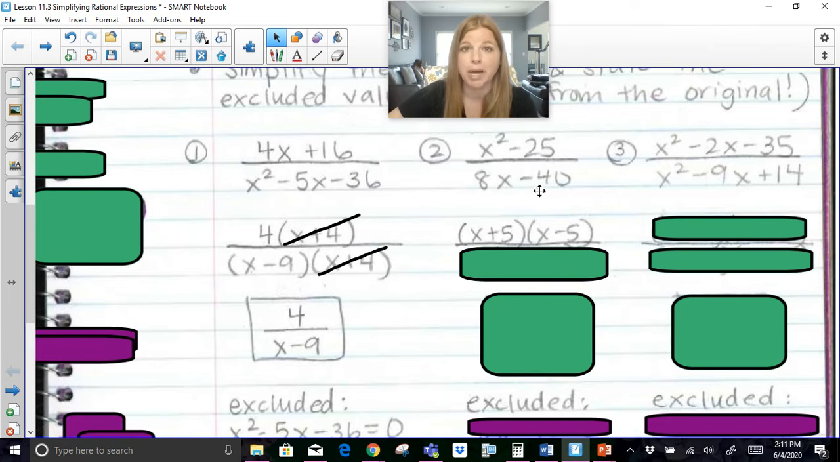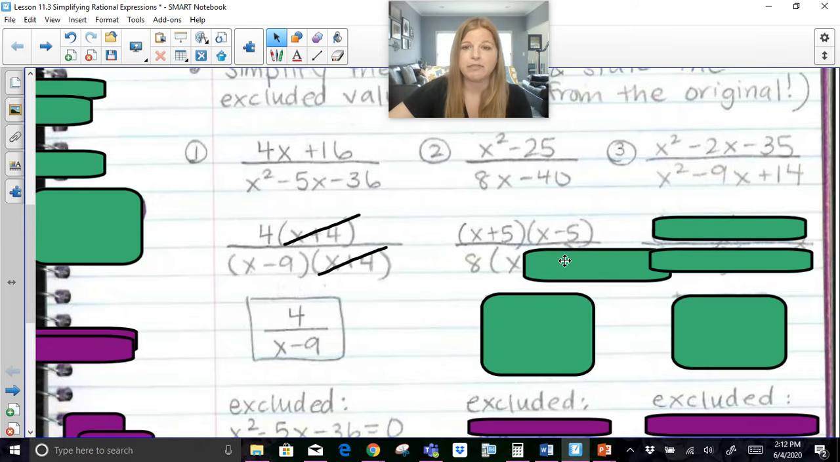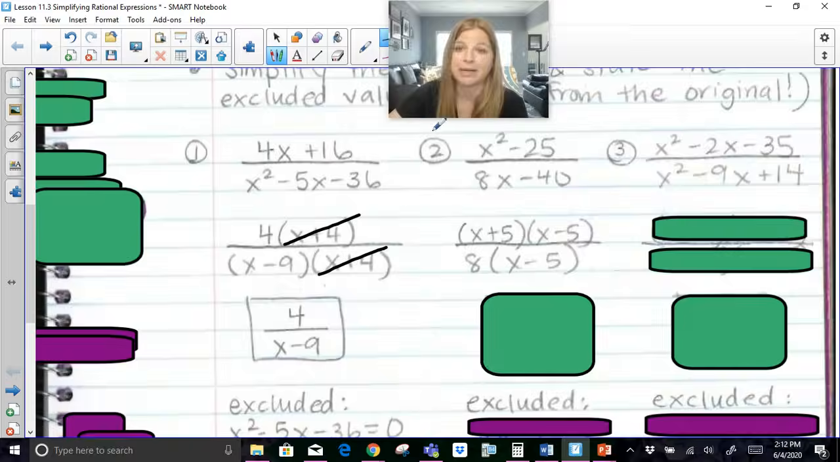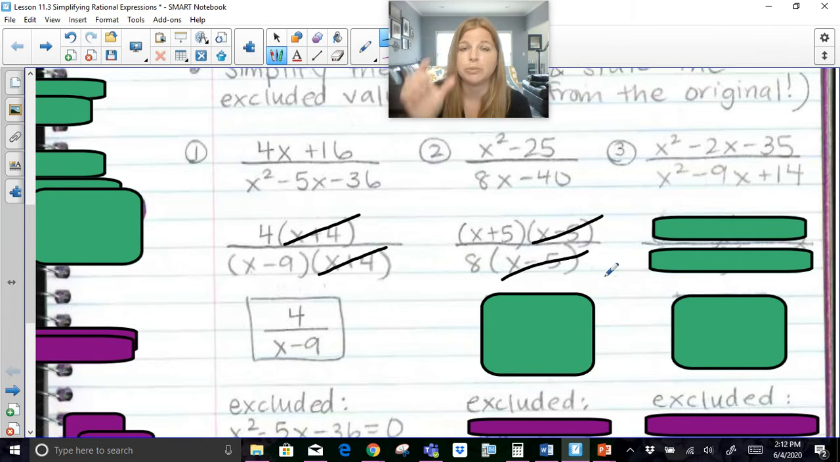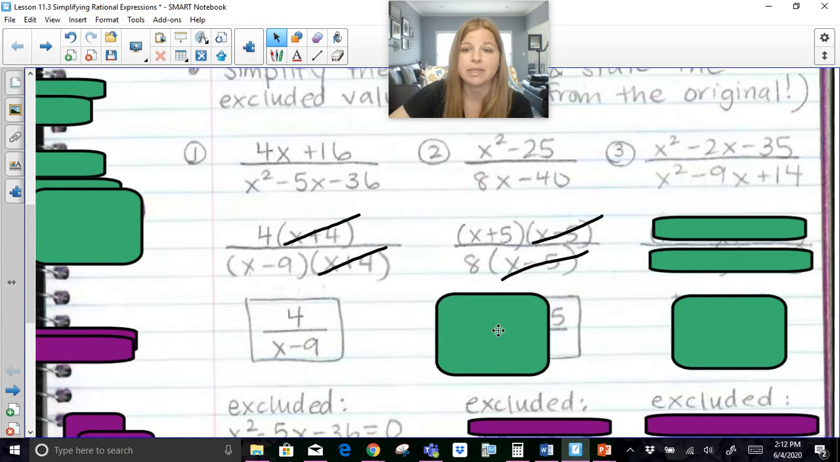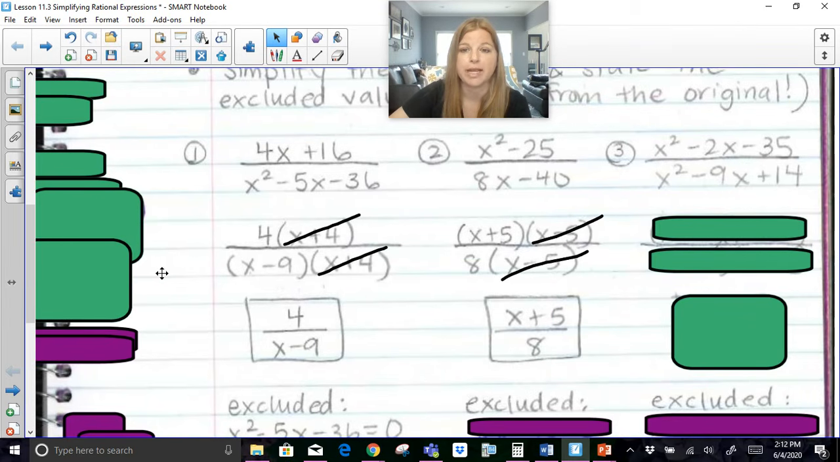Now the denominator is also a binomial, two terms. It's not a perfect square minus a perfect square. It's more like this 4x plus 16, so I look for my GCF. My GCF of 8x minus 40 would be 8, and if I factor out an 8, I'm left with x minus 5. Now, I think you can probably already see what's about to happen. We want to simplify this, and the way we simplify is we cross out the expressions that we see in common in the numerator and the denominator. Whatever I'm left with is my simplified answer, x plus 5 over 8.